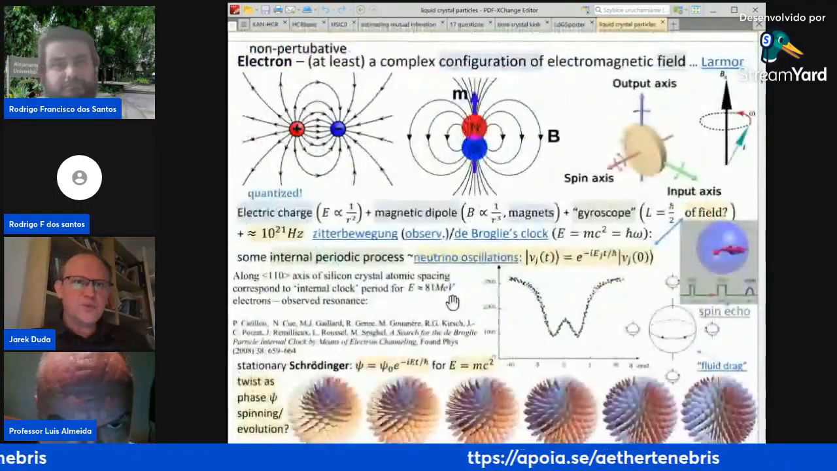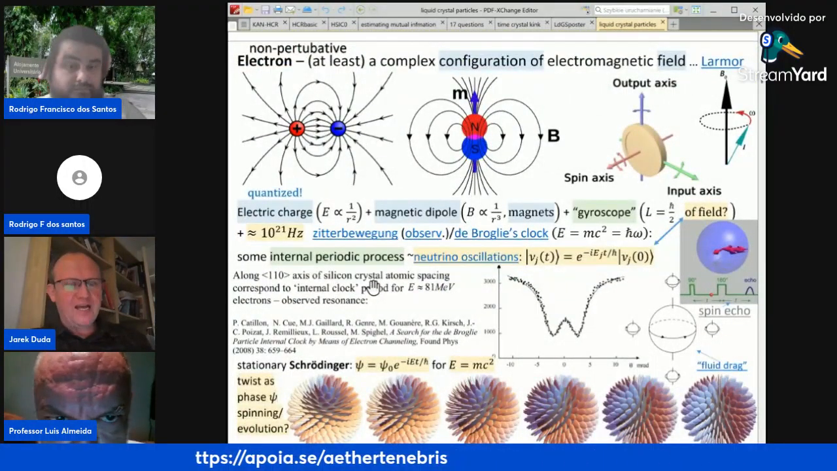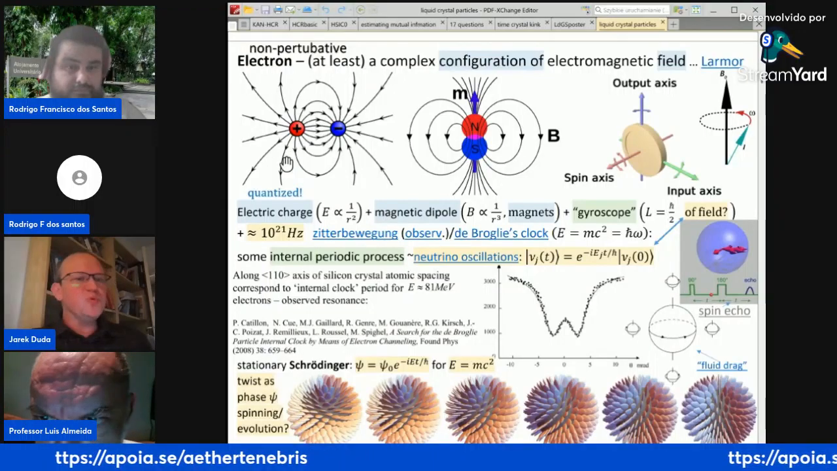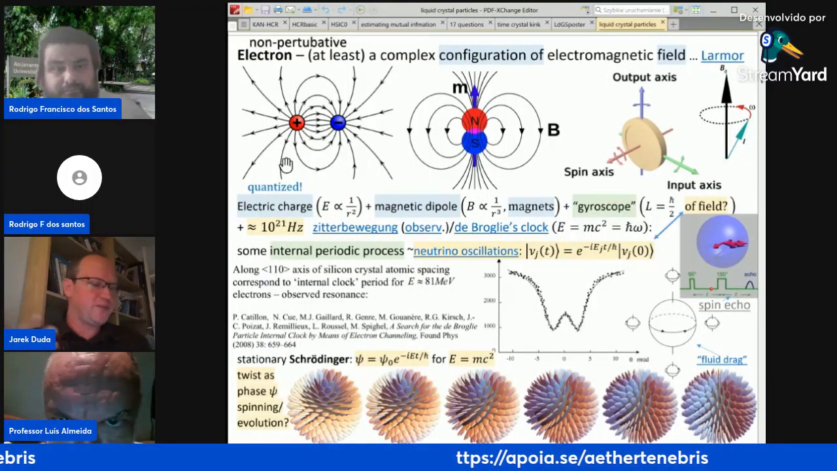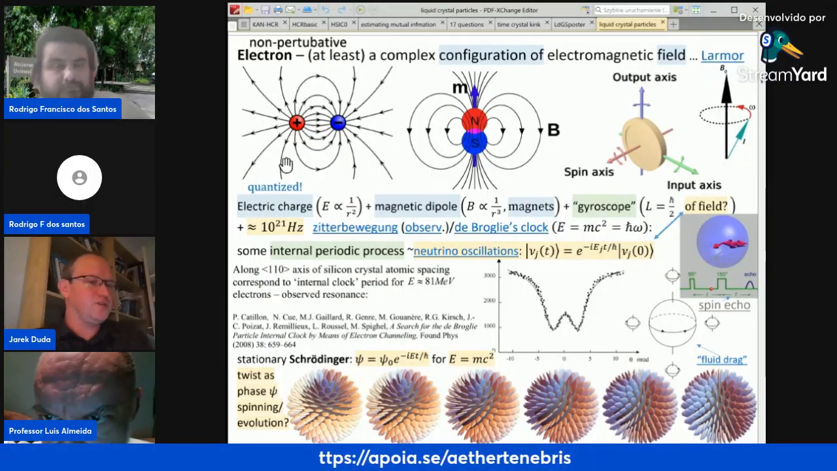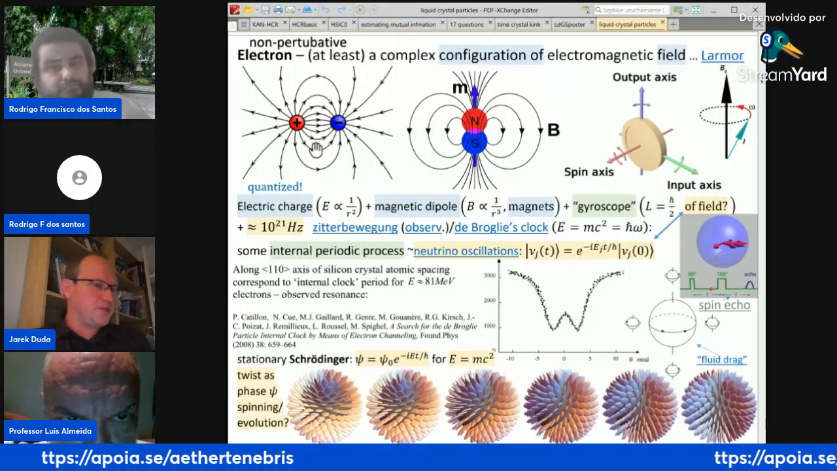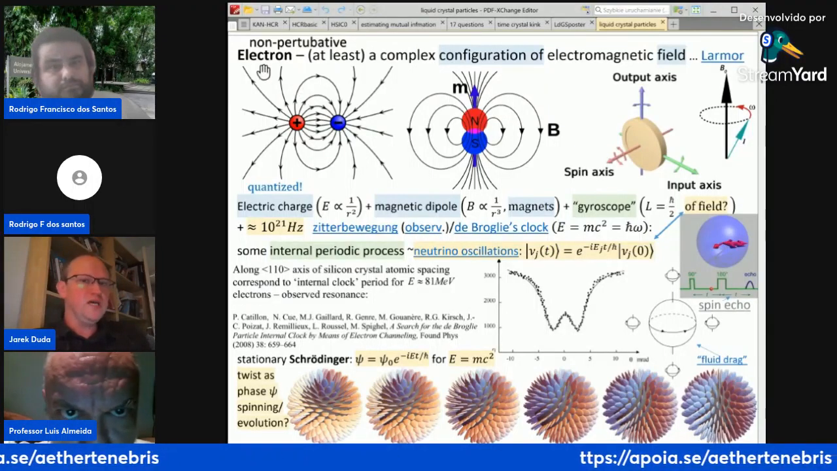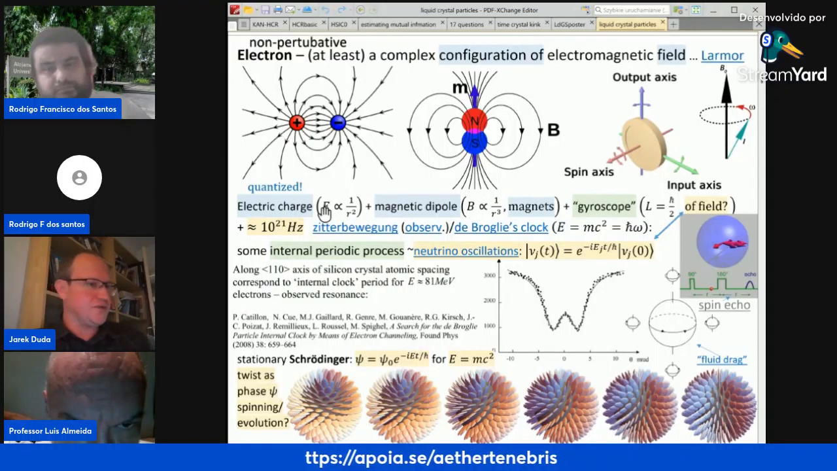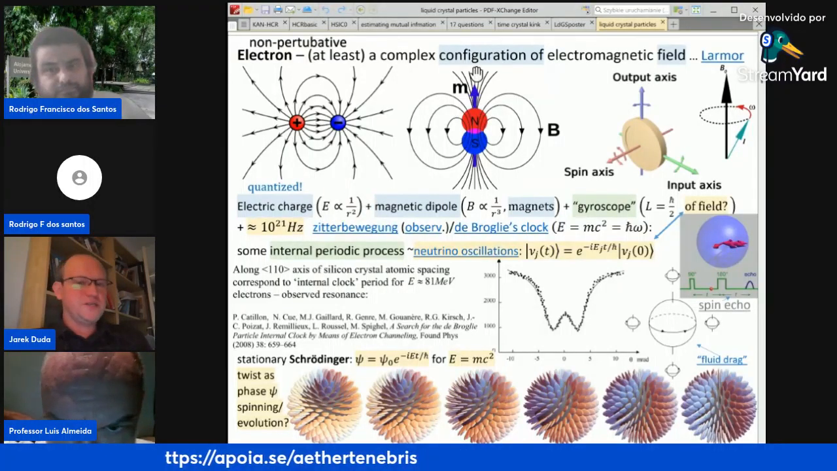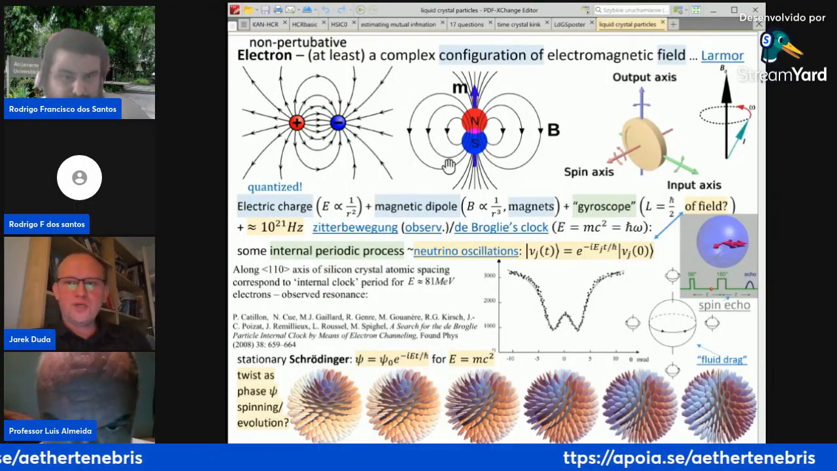So regarding the electron, it is seen in the standard perturbative approximation as a result of a creation operator. However, it is an extremely complicated configuration of electromagnetic field. It is not only electric charge, which means some very concrete electric field configuration. It is also a magnetic dipole moment, so this is also a very concrete magnetic field configuration.